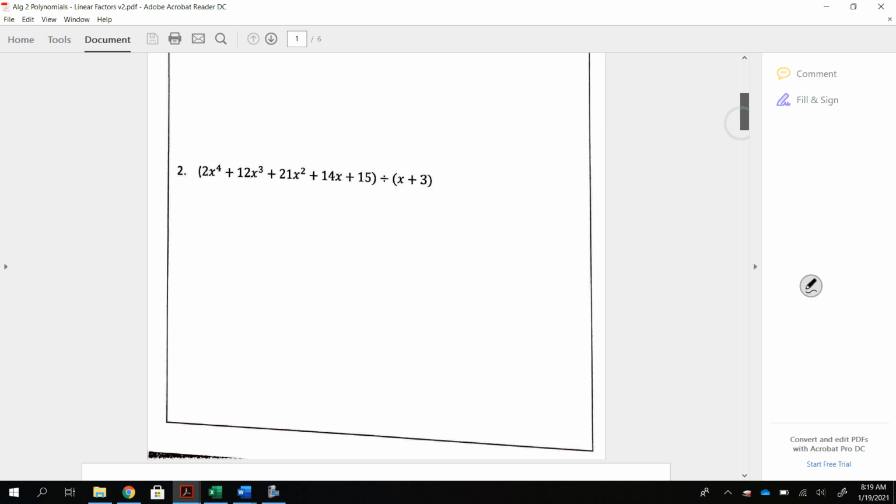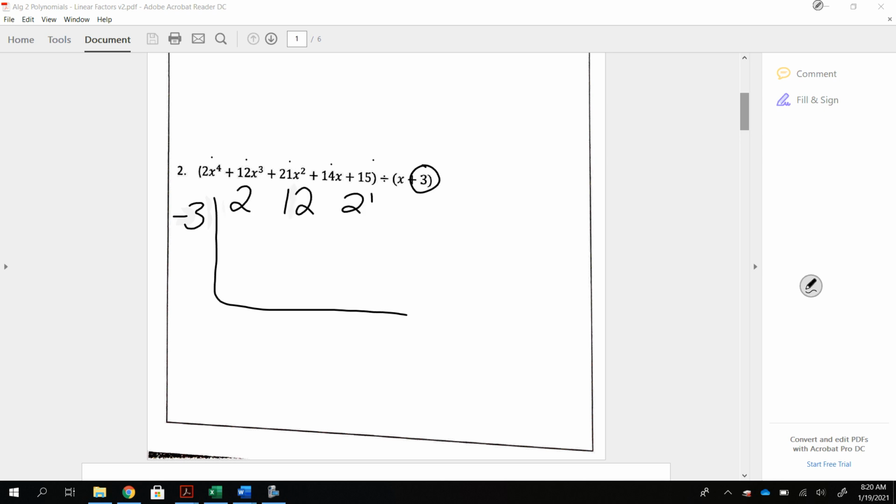All right, we only have one more problem to do because after this is the worksheet because it's that simple. Okay, step 1, create our L. Step 2, take this number. It's a +3, so we're going to write -3 out here. Then we're going to write the coefficients, these coefficients. All right, 2, 12, 21, 14, and 15. It's going to be kind of long.